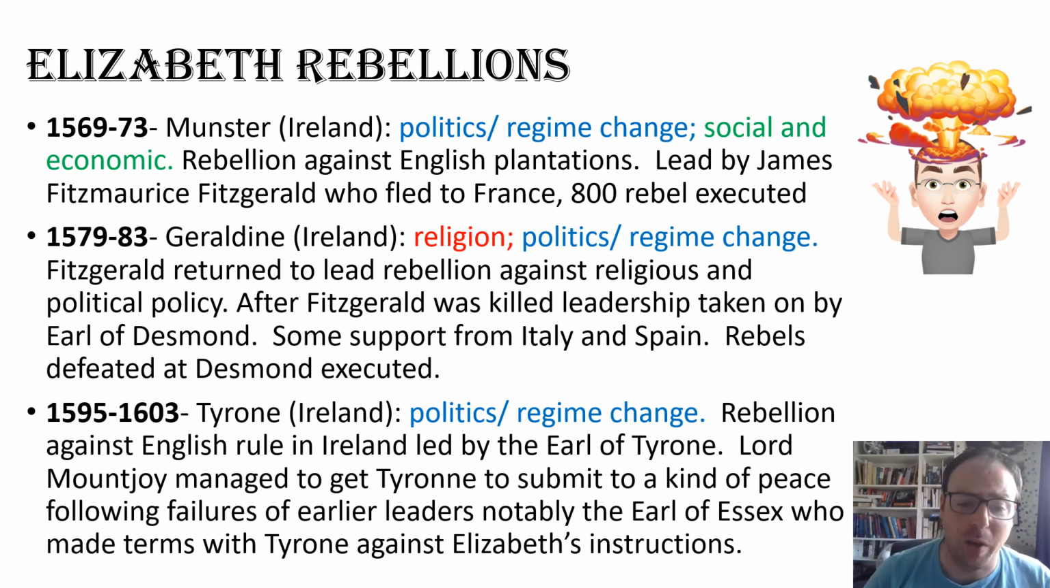But Mountjoy did a much better job compared to the failures of the earlier leaders who'd been sent off to deal with it, particularly the Earl of Essex, who'd made terms with Tyrone against Elizabeth's direct instructions, and this has consequences, because we'll actually see Essex himself ends up as a rebel.